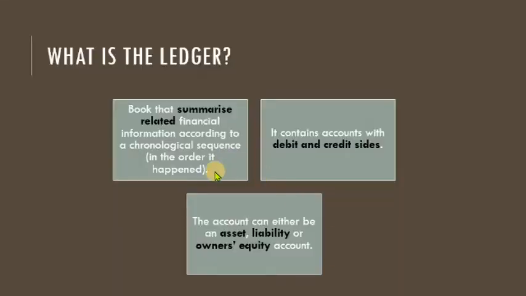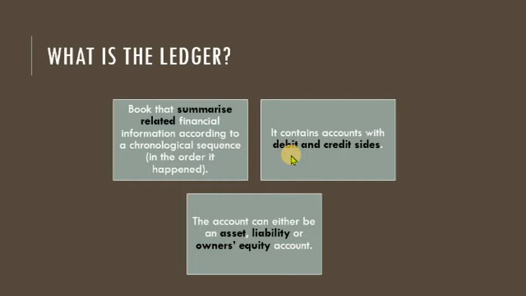Now what is the ledger? The ledger is a book that summarizes related financial information according to a chronological sequence. Now what does a chronological sequence mean? It means that we sort it in the order that it happens. So according to dates, your earliest date first and then your latest date last.